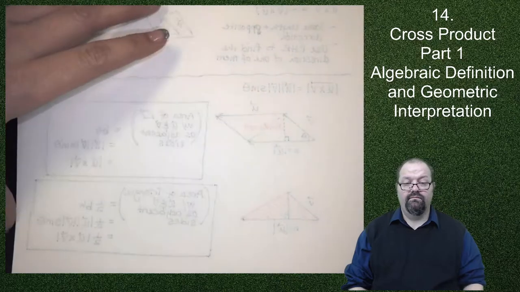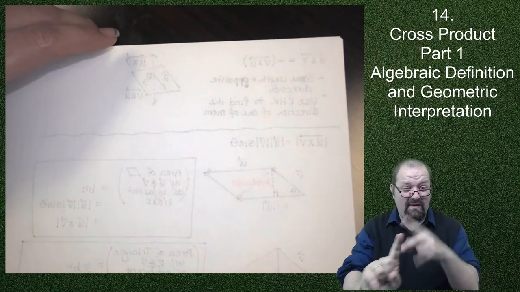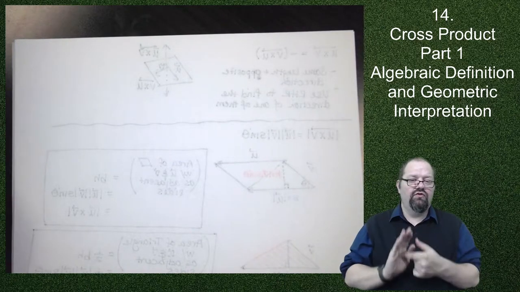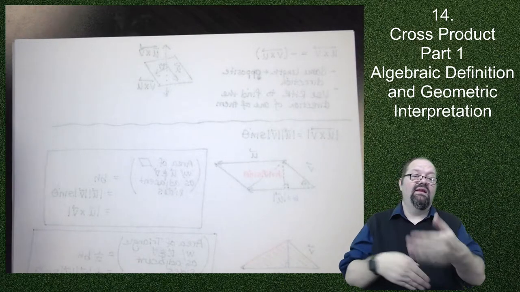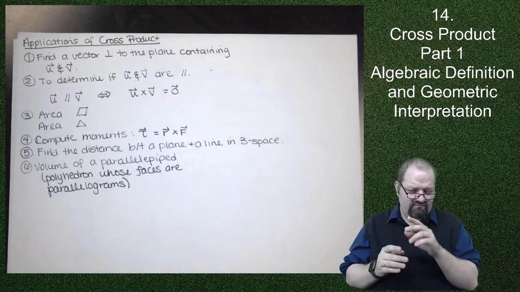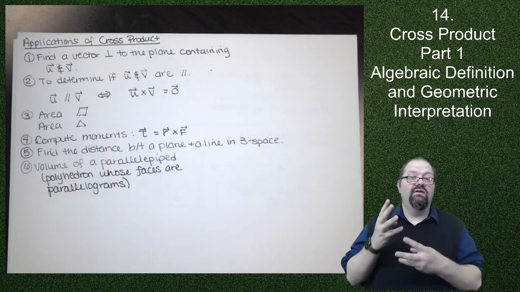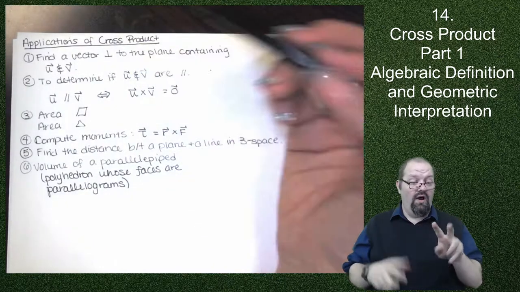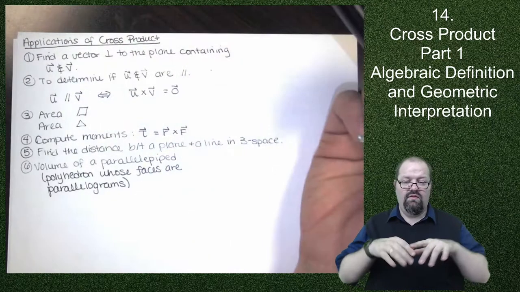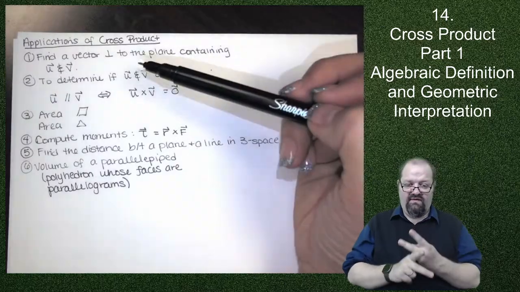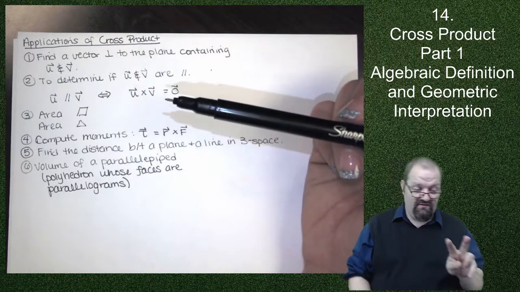There are quite a few applications of the cross product. I'm just going to show you my list right here, and then in the next video, we'll start going through the list and talking about how to work out these applications. So we've already talked about a couple of them. We said, if I want a vector that is normal to the plane containing both u and v, I can take the cross product. U cross v and v cross u are both going to be normal to that plane.